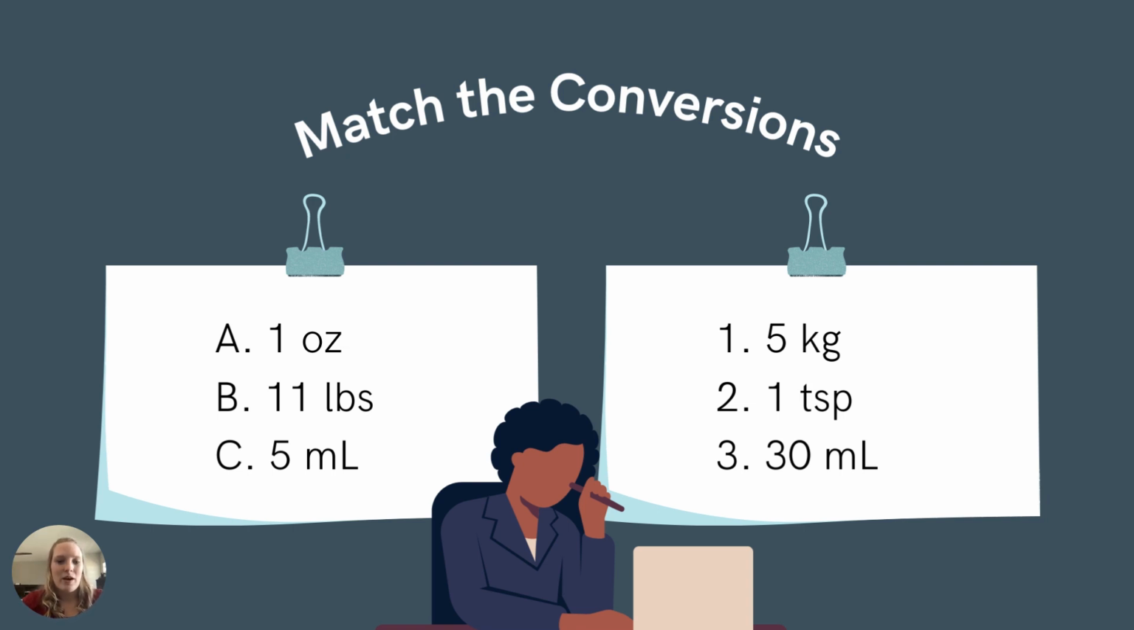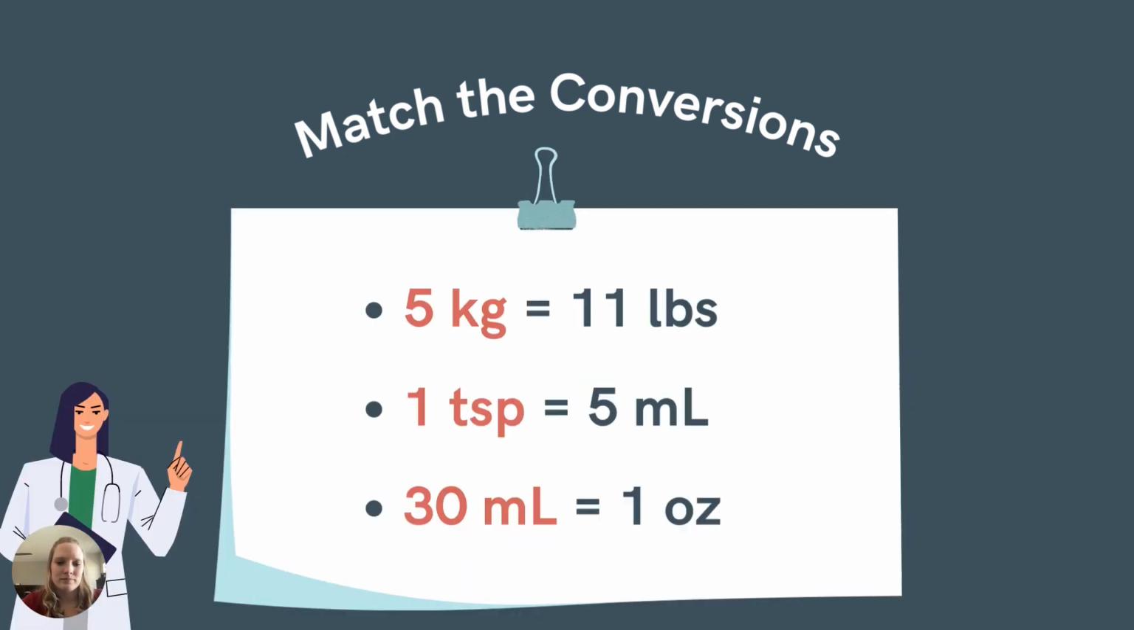We have A, 1 ounce, B, 11 pounds, C, 5 milliliters, and then our answer choices there are 5 kilograms, 1 teaspoon, or 30 milliliters. All right, so weight is always a big one to know, so let's start there. Remember that 1 kilogram is equal to 2.2 pounds. And if you didn't know that already, definitely commit that to memory. So 11 pounds divided by 2.2 will match with A, 5 kilograms.